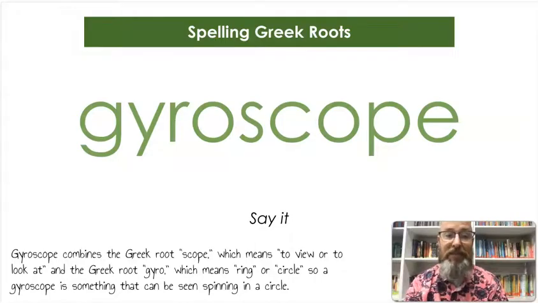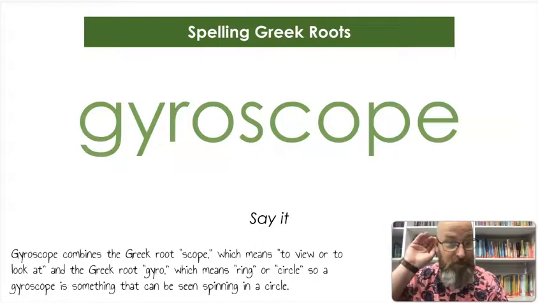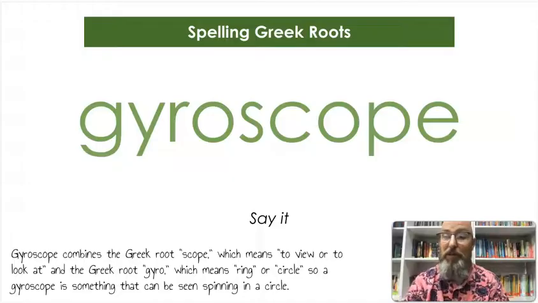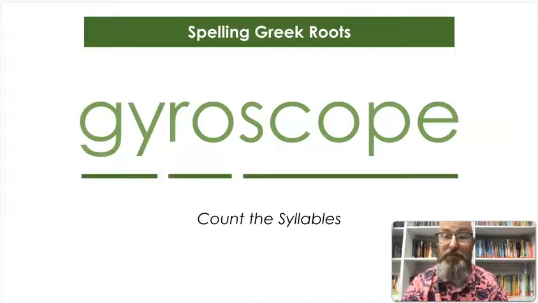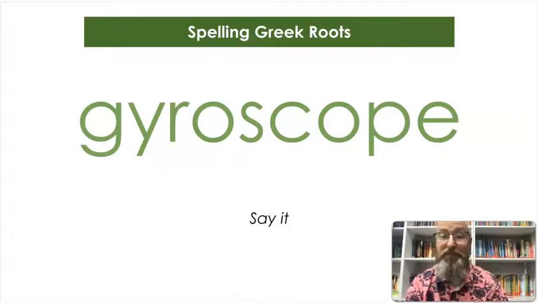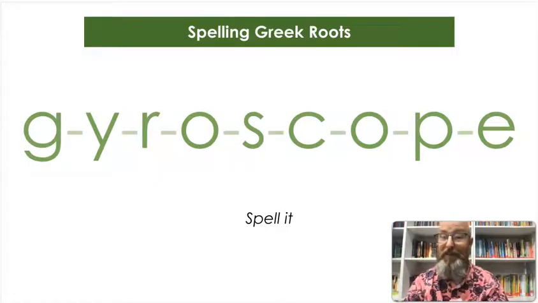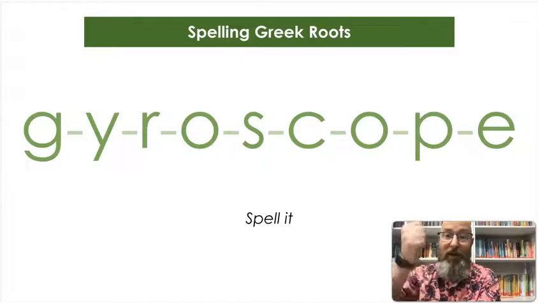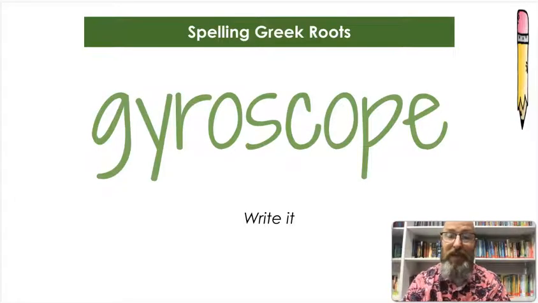Our next word is gyroscope. Say gyroscope. Gyroscope combines the Greek root scope, which means to view or to look at, and the Greek root gyro, which means ring or circle. So a gyroscope is something that can be seen spinning in a circle. Count the syllables. Gyroscope. Gyroscope. Let's spell it. G-Y-R-O-S-C-O-P-E. Gyroscope. And let's write it.